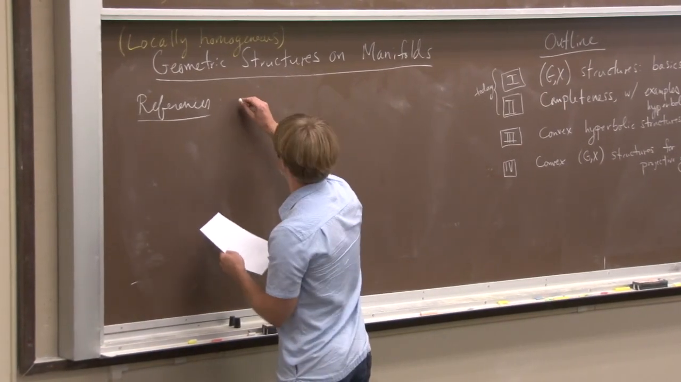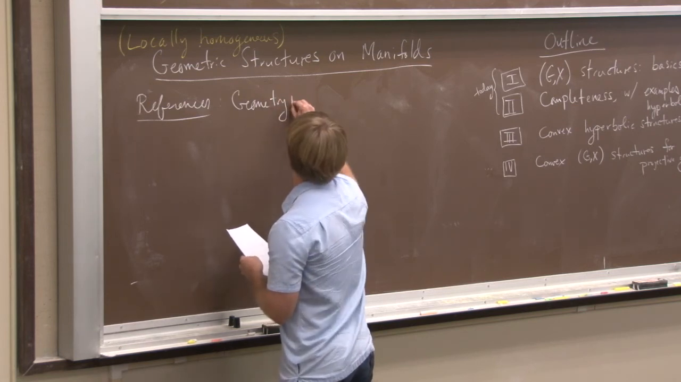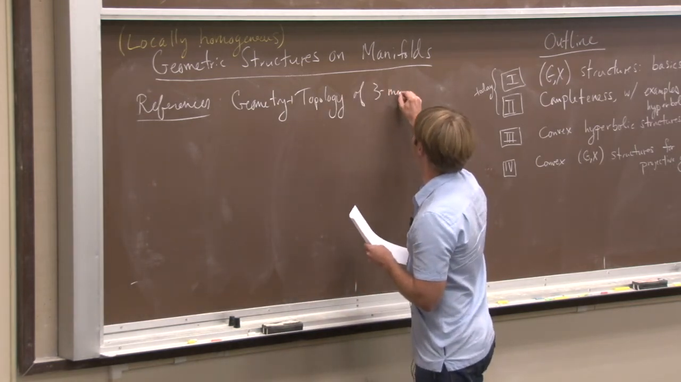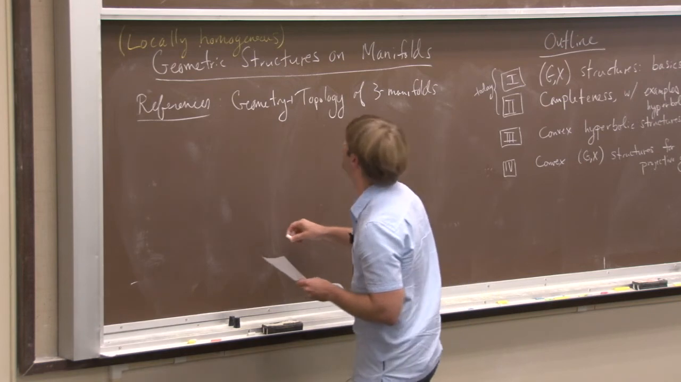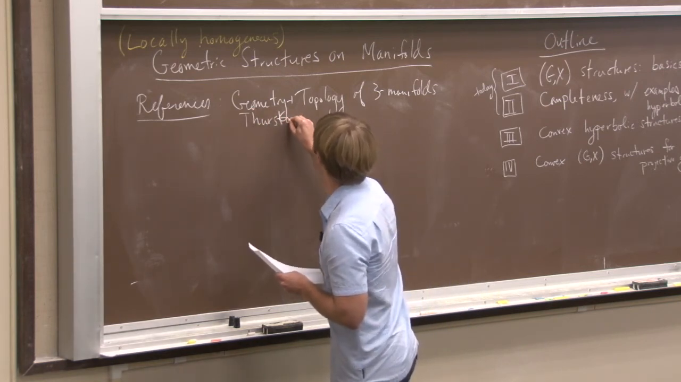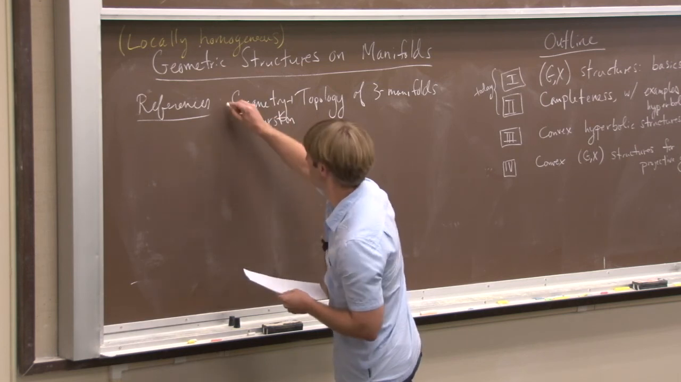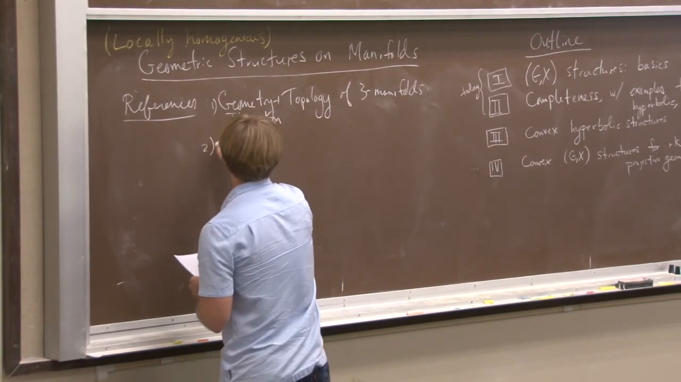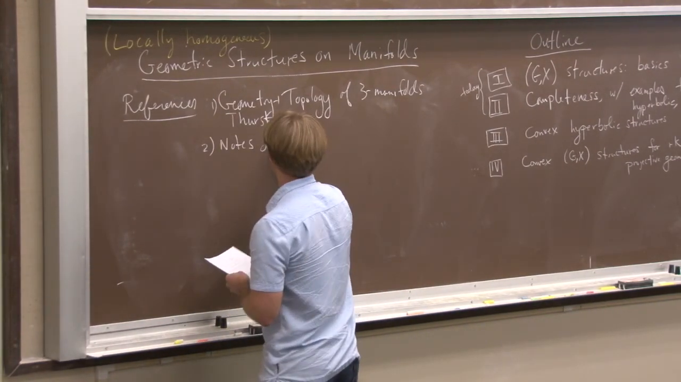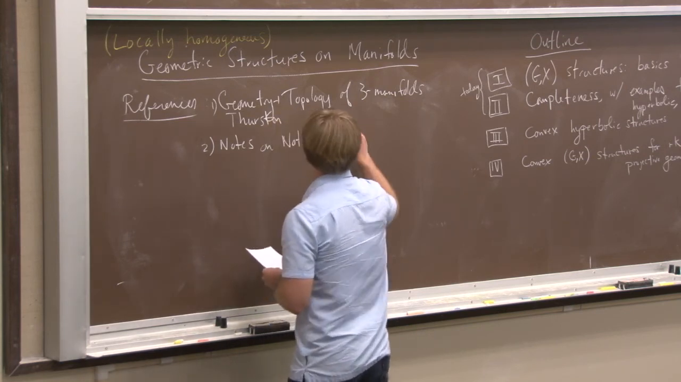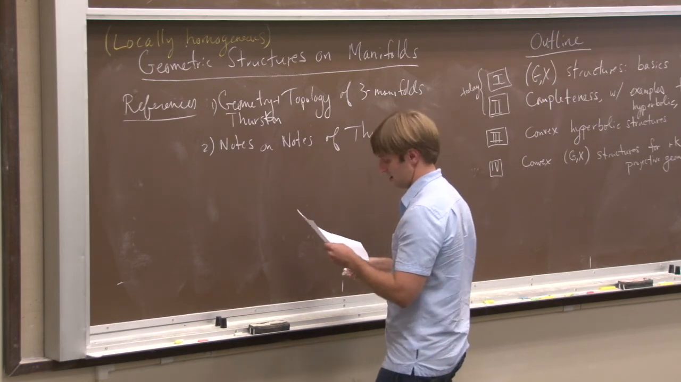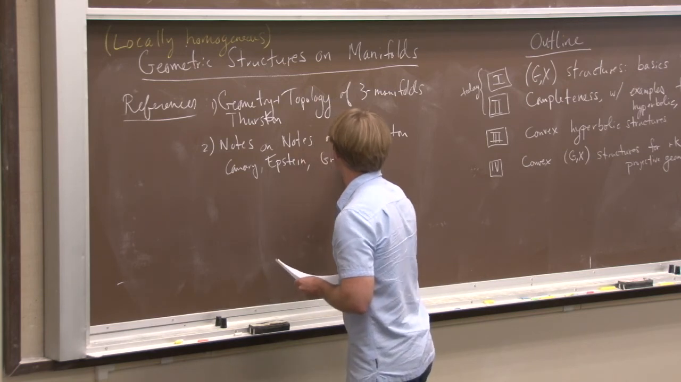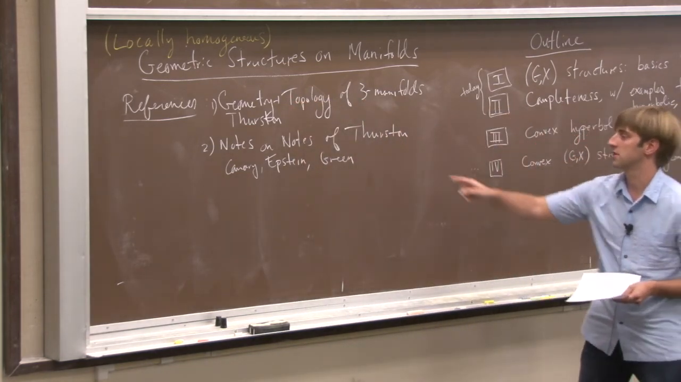So a common reference for this stuff, at least some of the basics, is Thurston's notes, The Geometry and Topology of Three-Manifolds. That's Thurston, and chapter 3 specifically. You can find this on the MSRI website. There's also Notes on Notes of Thurston, by Canary, Epstein, and Green.